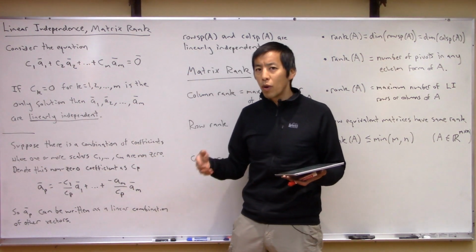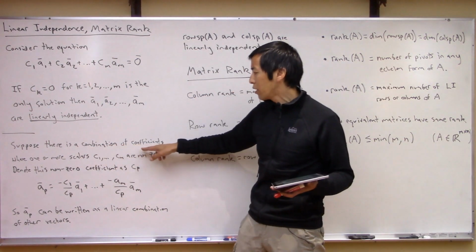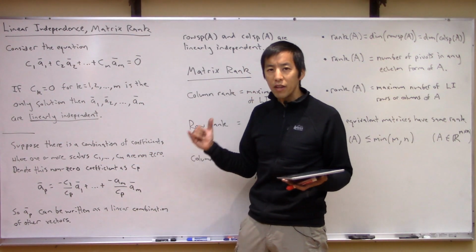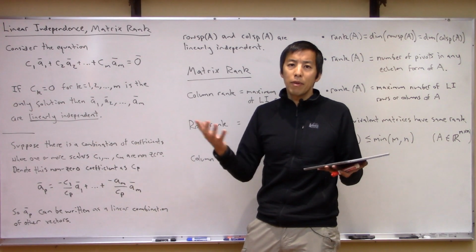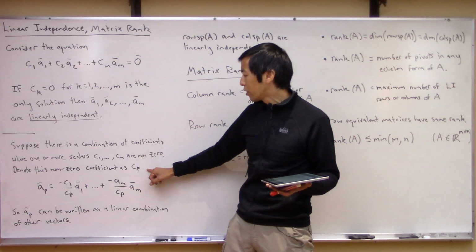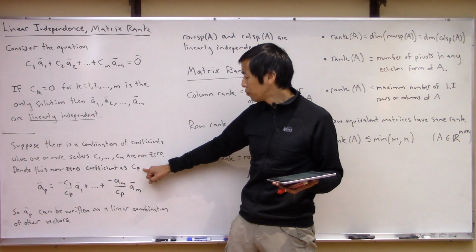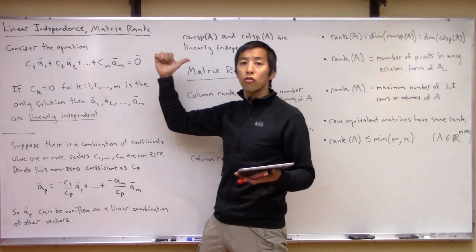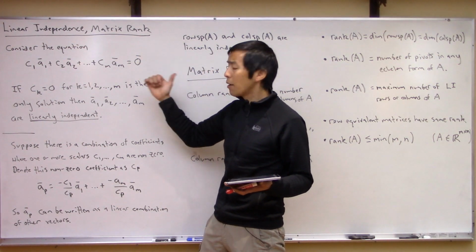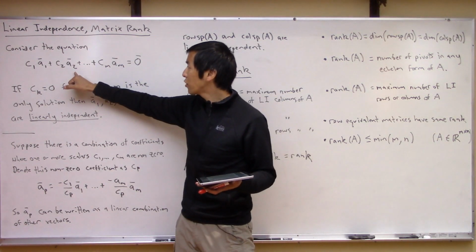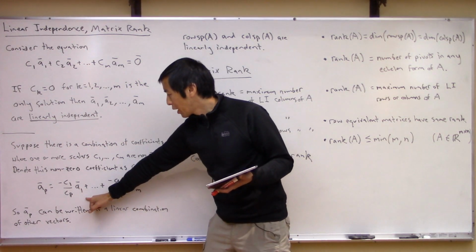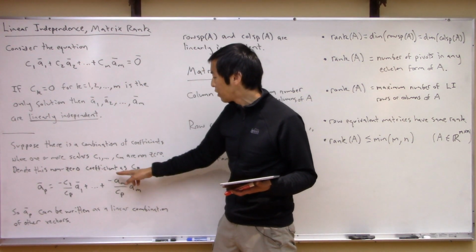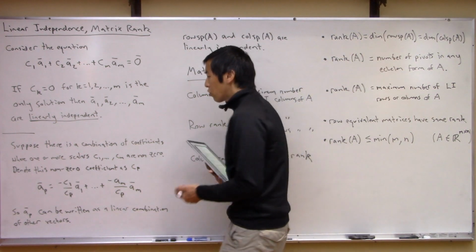Let's ask ourselves, what if that's not the case? What if there is some combination of these scalars, C1 to Cm, that are non-zero? Let's denote one non-zero coefficient as Cp. If Cp is non-zero, I can shove everything else to the other side of the equation and solve for the vector in front of Cp. All I'm doing is moving everything over to the right and dividing both sides by the non-zero coefficient Cp, so you end up with this equation.